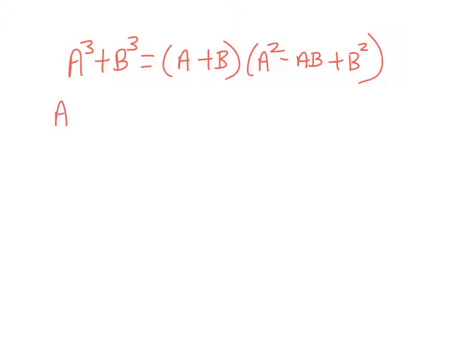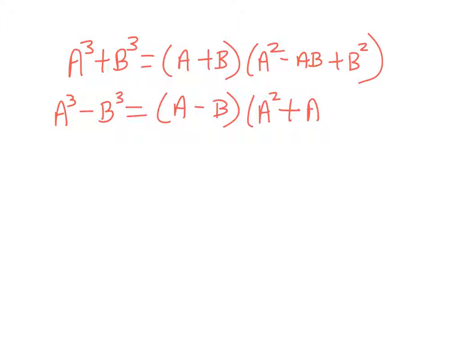If you have the difference of two cubes, then the formula goes like this: A minus B times A squared plus AB plus B squared.